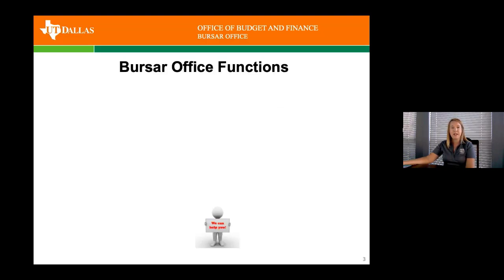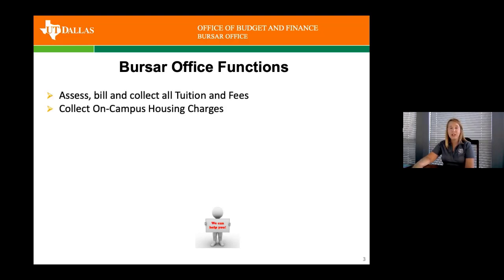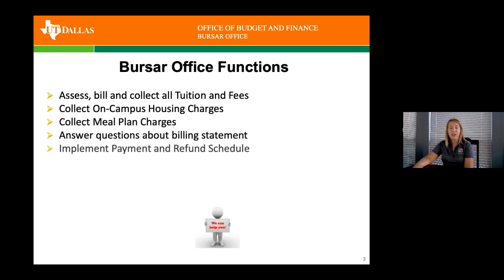So I'm going to go over some of the Bursar office functions. We assess, bill, and collect on all tuition and fees. We collect on housing charges that are on your bill. We collect on meal plan charges. We can answer questions about your billing statement. We also implement the payment and refund schedule, and we'll go over what that is here in a few minutes. And we also maintain online services through EasyPay.